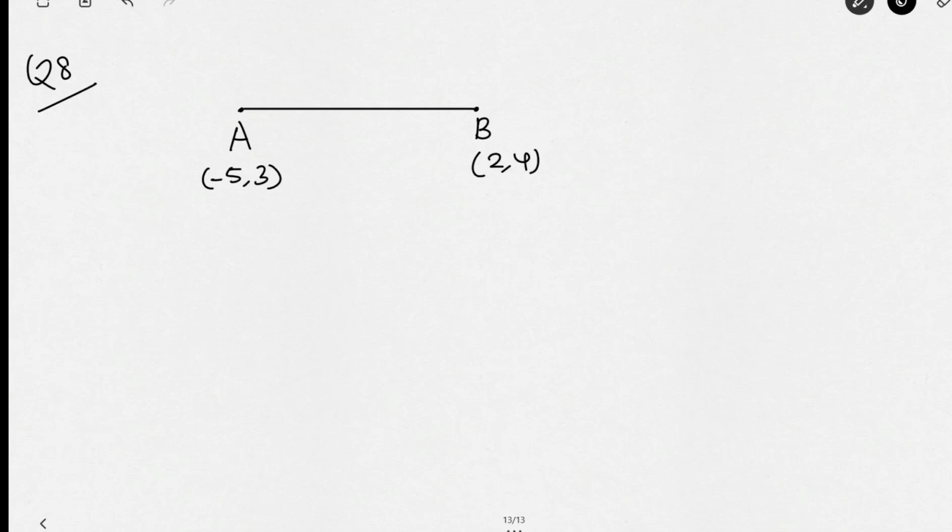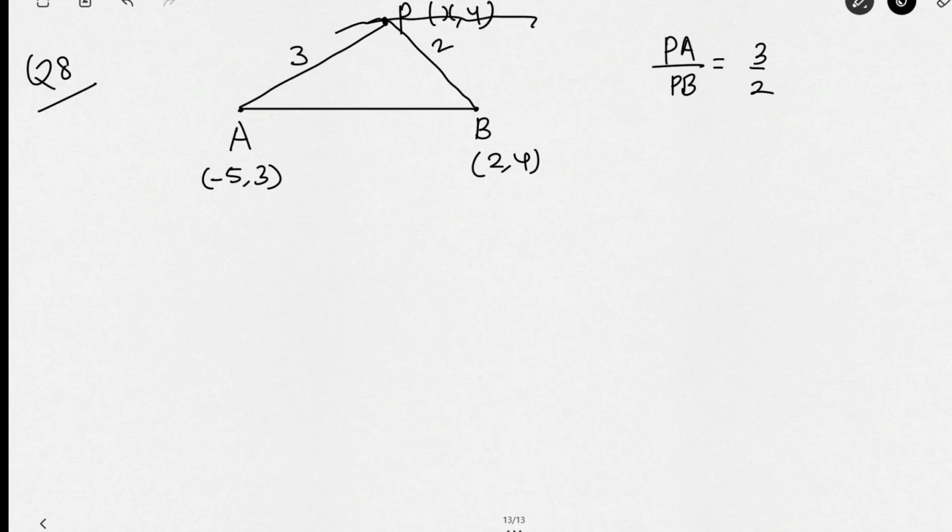Question 8. 2 points are fixed, that's A. Another point B. A is (-5, 3), and B is (2, 4). Point P, I don't know where is that, but we can directly put that point as x and y. And the condition says PA over PB equals 3 over 2. The ratio of these two distances is 3 over 2. So obviously this is not one point. This will be some curve. We don't know. We need to figure out.